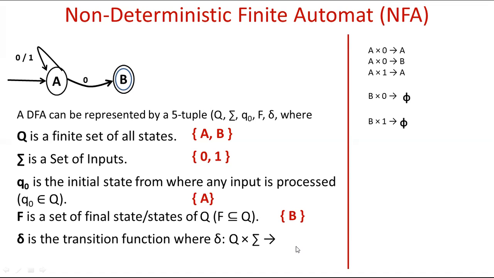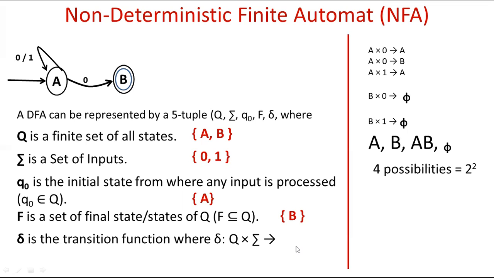So we see that given a state, when it gets a particular input, it can either go to one state or more than one state. So we can see that A on getting the input 0, it can go to two states A and B. So here we have four possibilities. So for this example, A and B, it can go to A, B, AB or phi. Four possibilities. That is 2 power 2. So here we have 2 power 2 possibilities.